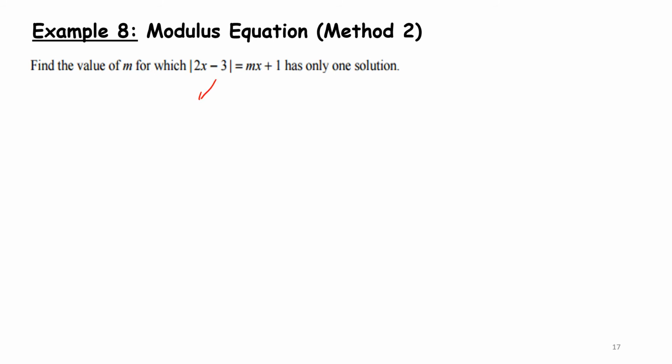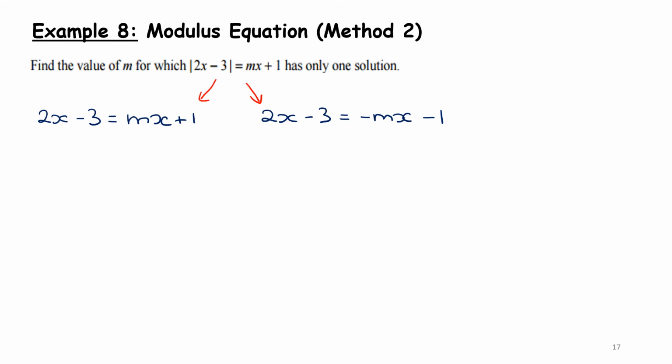This method is going to use the shortcut for solving modulus equations. So I can say, well, if 2x minus 3 was positive, then it's just equal to mx plus 1. And then the second option, well, maybe 2x minus 3 was negative, so it was actually equal to, and now we change the signs, so it's minus mx minus 1. Now, the problem with doing this is you have to be really, really clear on what we're trying to find. So find the value of m for which this whole thing only has one solution.